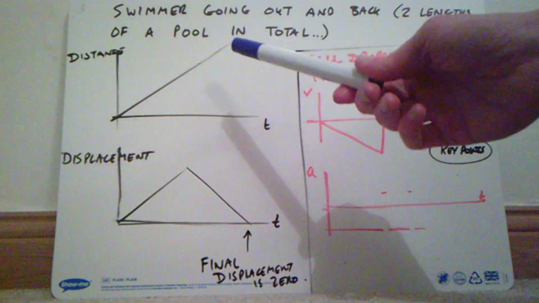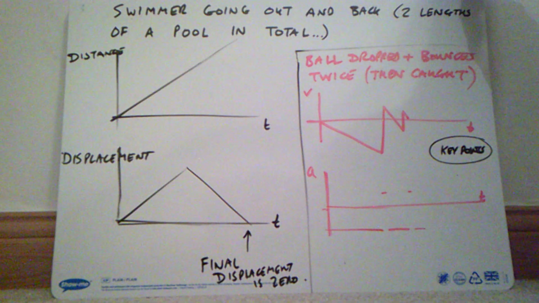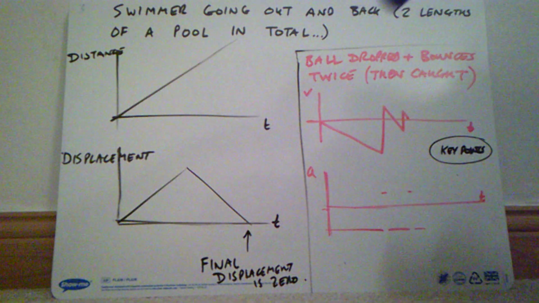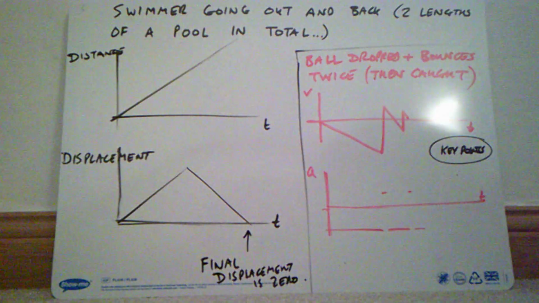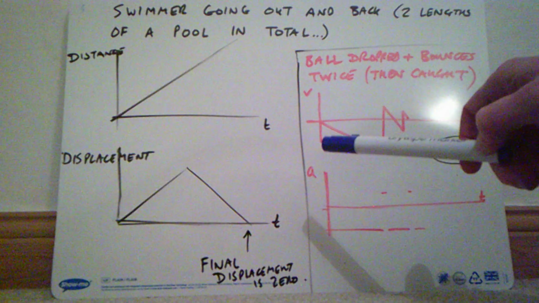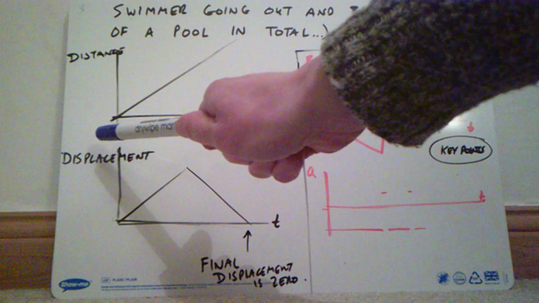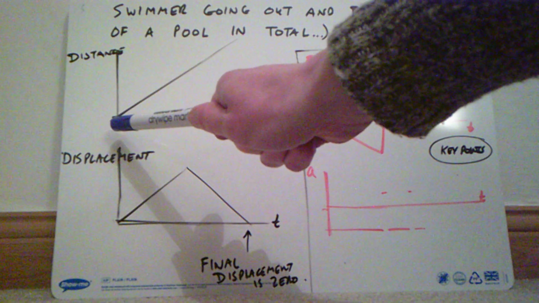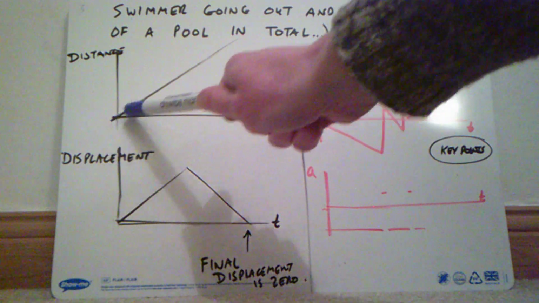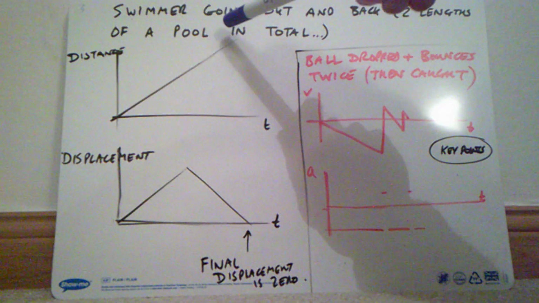This is an interesting example, I quite like this one. A swimmer going out and back. So they jump in, they go out and they go back, so two lengths of a pool in total. If you're just thinking about the distance you're going, distance time, then distance doesn't really care about direction, does it? Is a 30-meter pool standard? So you keep on going, and I suppose this would be 60 meters up there, and you've covered that distance.